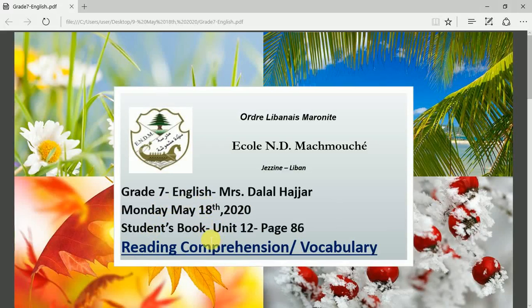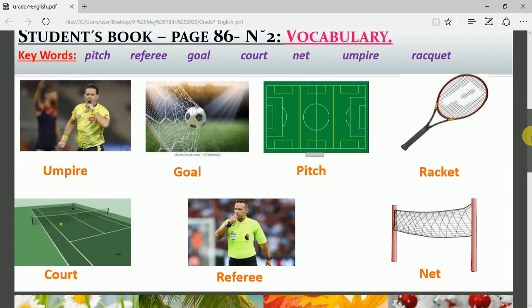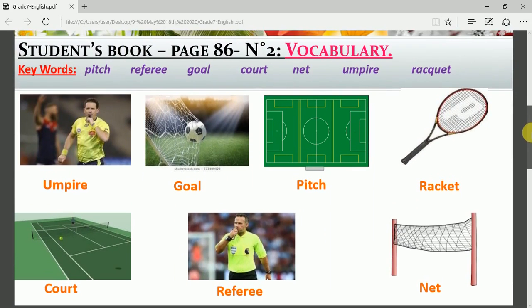Today we are going to start a new unit, Unit 12. That's why I want you to open your student's book, page 86. As usual, we are going to start with reading comprehension and vocabulary. When you open page 86, I want you to look at number 2.